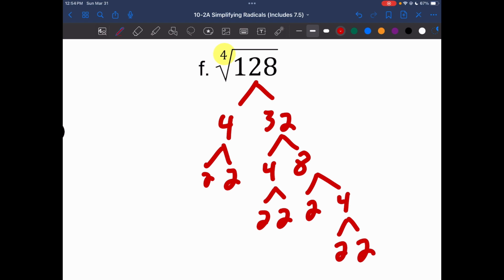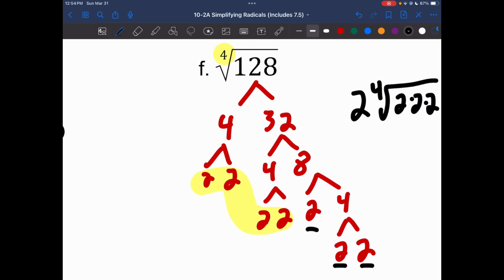So we're looking for the fourth root. So we're looking for groups of 4 of something. So I have 1, 2, 3, 4 2's. So we have 4 2's there that we can bring out. So we bring out one of those. All right. Unfortunately, we have 1, 2, 3 2's remaining. So we need to show that we have the fourth root of 2 times 2 times 2, which is 2 times the fourth root of 8.